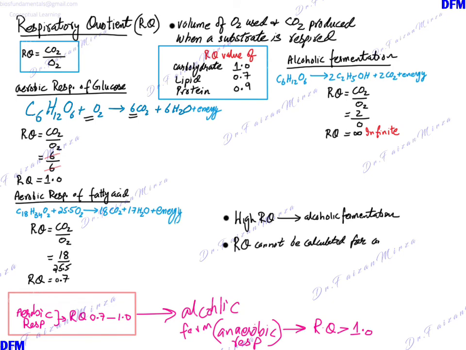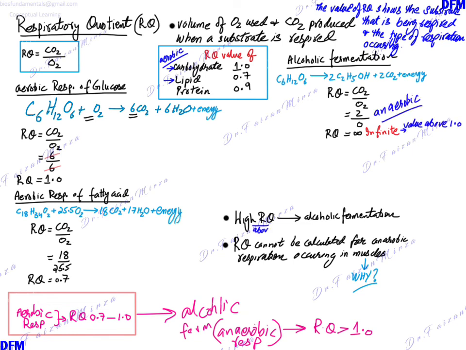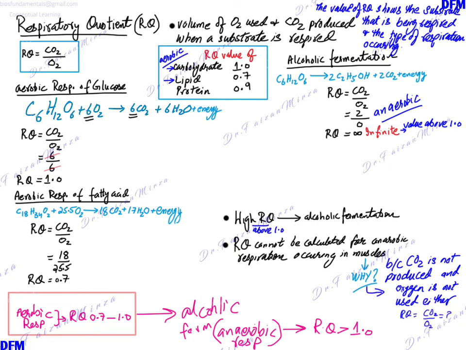RQ cannot be calculated for anaerobic respiration occurring in a human muscle or a mammalian muscle. Why is that so? Because carbon dioxide is not there and oxygen is not there either. So as already mentioned, the value of RQ shows the substrate that is being respired and the type of respiration occurring. These are aerobic and anaerobic values. Infinite means a value which is above 1.0 for this case. And I have already mentioned why this cannot be calculated for a mammalian muscle.